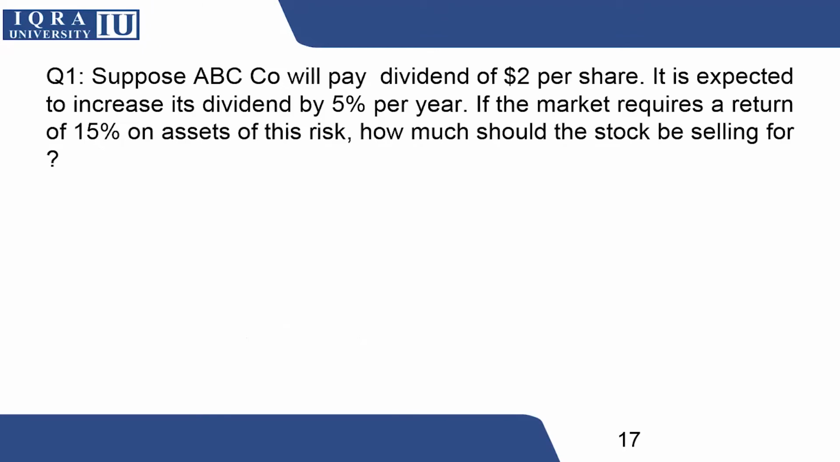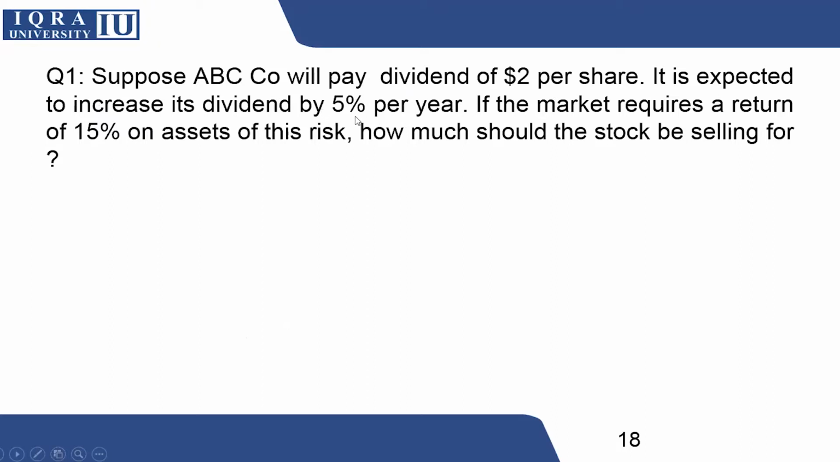Giving you an example, in the first case, suppose the company will pay a dividend of $2 per share. Carefully check that the information given shows that this dividend will be paid at the end of the year. This is not the dividend which is already paid by the company. So this dividend will be paid at the end of the year. It is expected to increase its dividend by 5%.